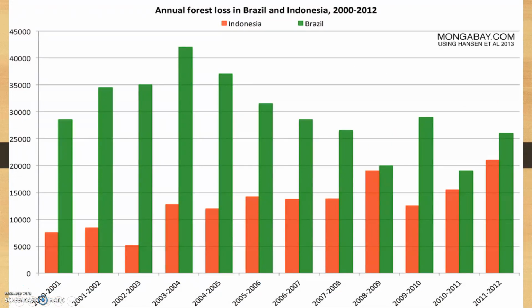This graphic is depicting annual forest loss in Brazil and Indonesia between 2000 and 2012. The red bars indicate forest loss for Indonesia, and the green bars indicate forest loss for Brazil over the time frame. Around 1968, the Brazilian government began road building in central Brazil, which led to the Trans-Amazon Highway. This highway was supposed to be over 5,000 miles long, but because Brazil hit a financial crisis in 1970, the highway only reached about 2,400 miles.